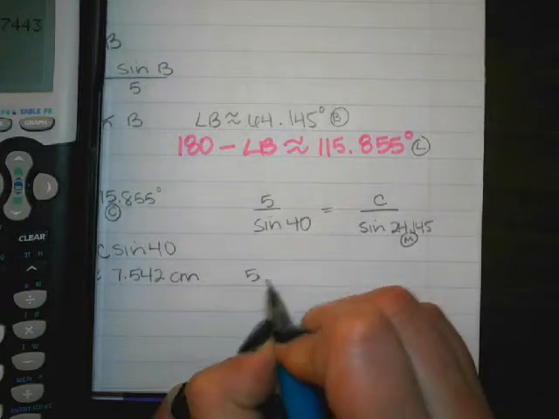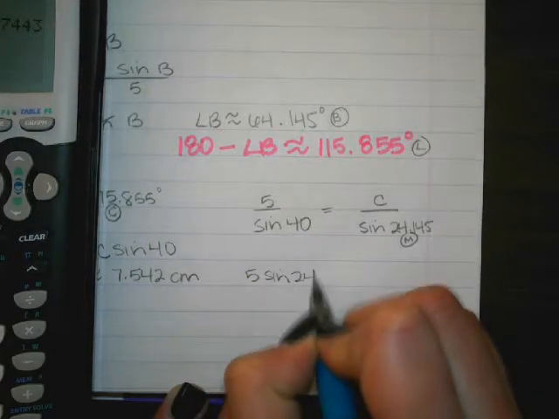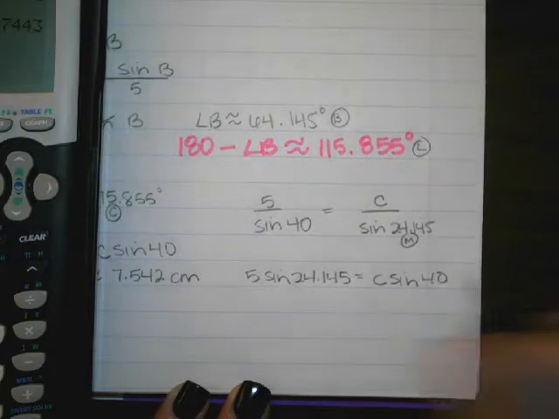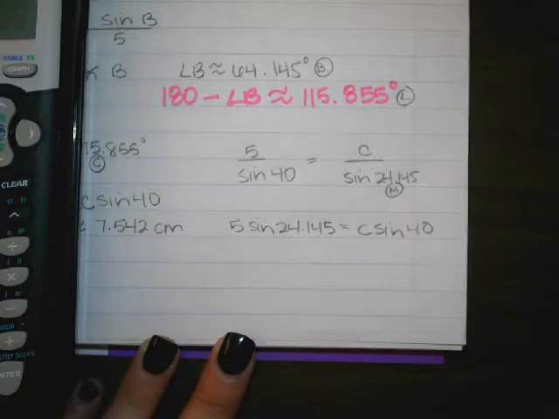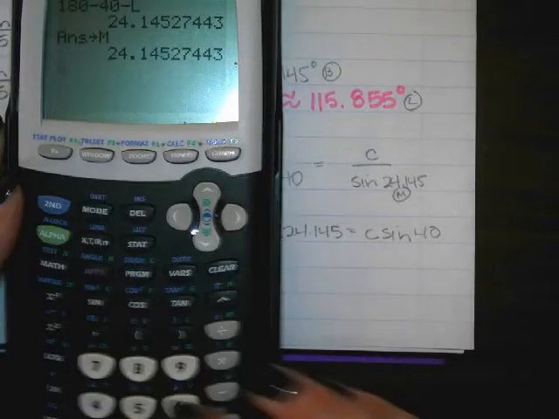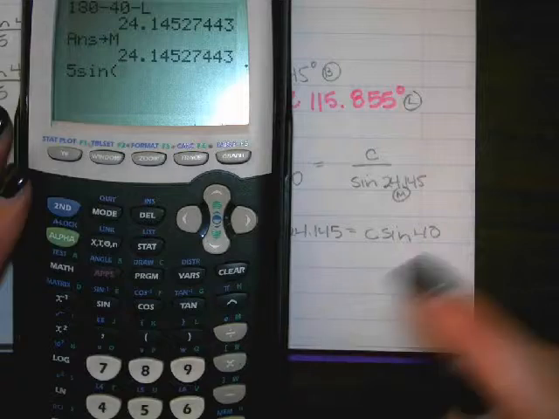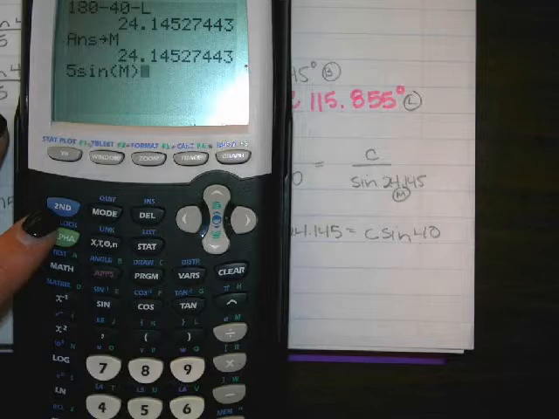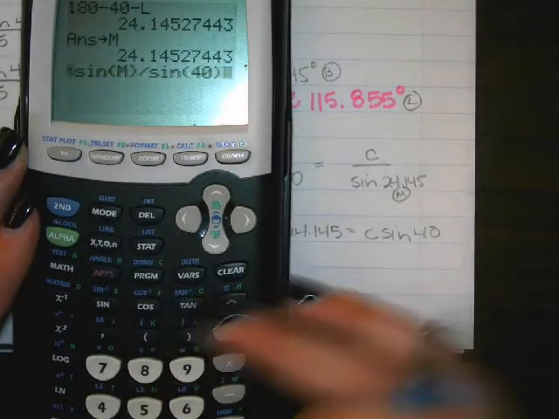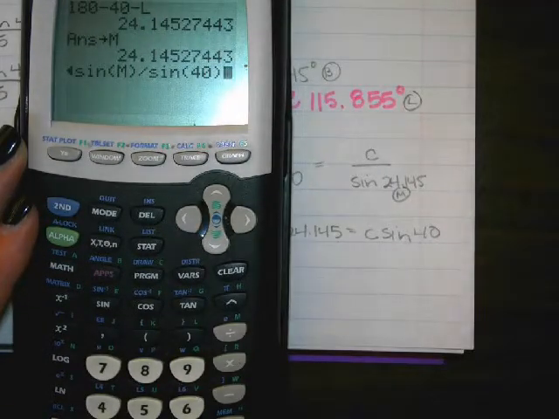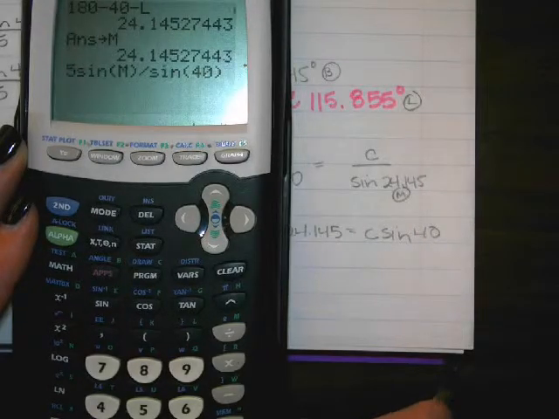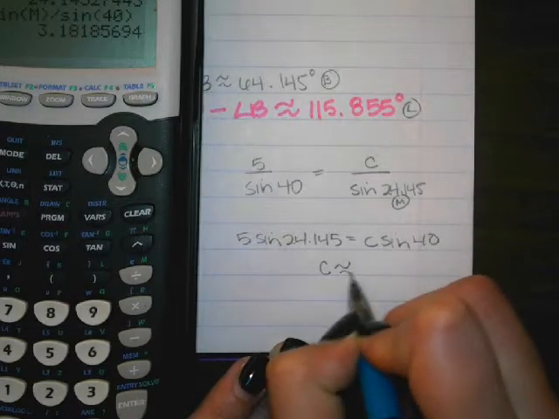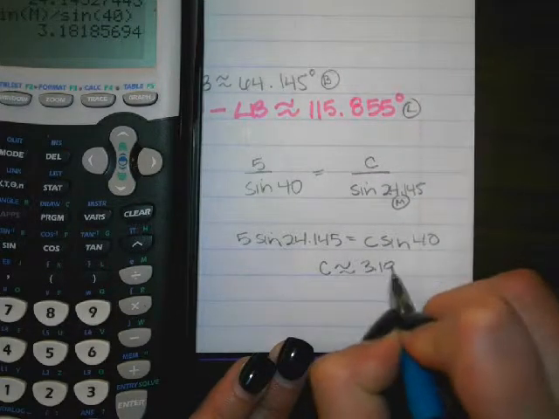So I'm going to say 5 sine 24.145 equals C sine 40. Divide by sine 40. Okay, so I'm going to type in 5 sine of 24.145, which is what I stored as M, divide by sine 40. Okay, so side C on this second triangle is 3.182.